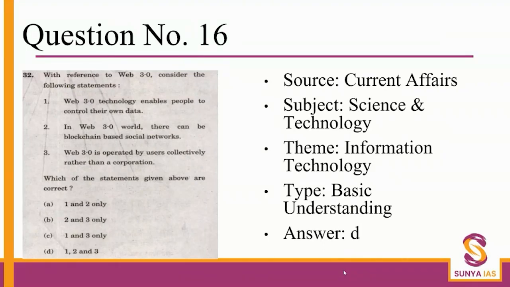So with reference to Web 3.0, consider the following statements. There are three statements. The first one is Web 3.0 technology enables people to control their own data. Second, in Web 3.0 world, there can be blockchain-based social networks. And third, Web 3.0 is operated by users collectively rather than a corporation. Which of the statements given above are correct? So again, this is a science and technology based question.